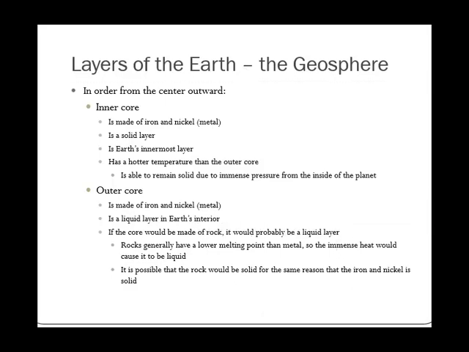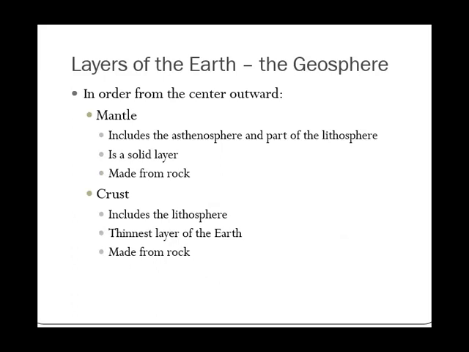Generally speaking, rocks have a lower melting point than metal, which means it's much easier to heat them up and melt them. So the outer core is liquid even though it's metal, which has a relatively high melting point. You have to heat it up because it's extremely hot, and it doesn't have as much pressure as the inner core. So both cores are made up of essentially the same metals, nickel and iron. The only difference is that the inner core is solid and the outer core is liquid.